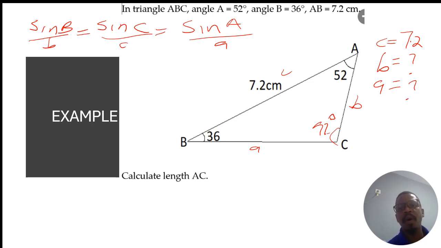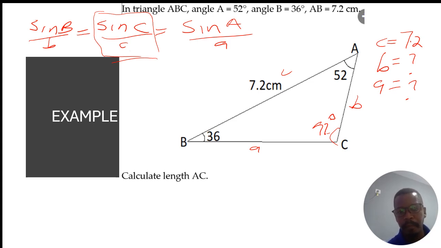And we know all the angles. So all the angles, we know them. We have no problem with that. So we look at c, we know. c is 7.2 centimeters. On this part, we know the top, sine C, sine 92 degrees. We also know the bottom, which is c, which is 7.2 centimeters. So the whole of this we are going to use.